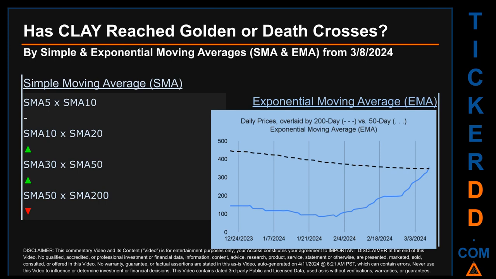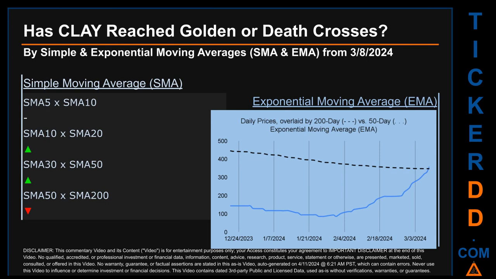Has CLAY price reached golden or death crosses? Golden cross and death cross are basic signals that compare average prices across two specified trade day ranges, a short-term versus a long-term range. For example, 5-day versus 10 trade days.